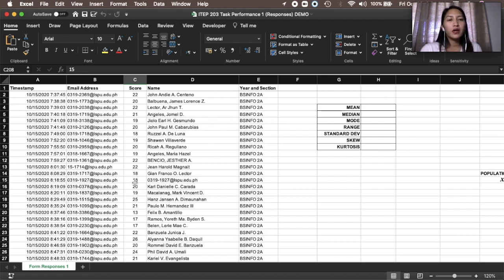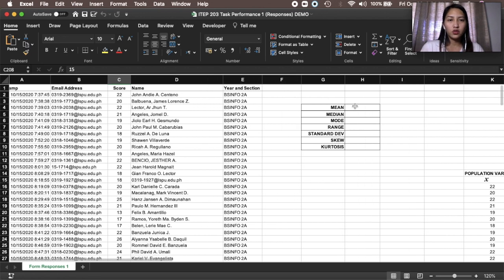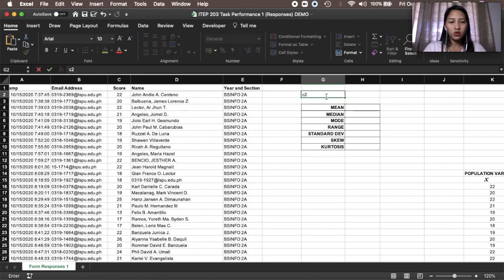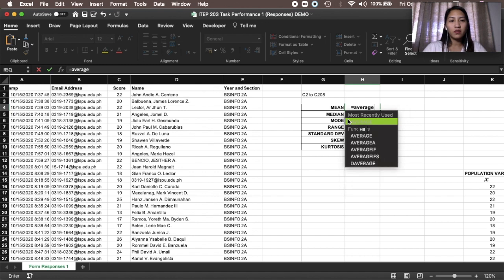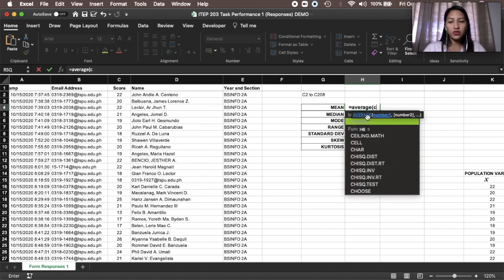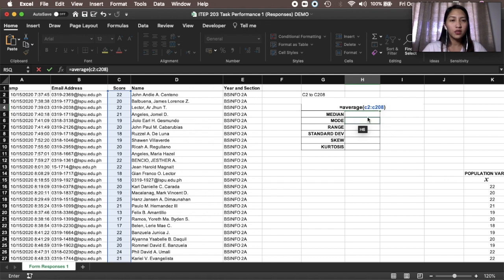For now, i-model ko lang sa inyo kung paano kuhanan yung mean, median, mode, range, and standard deviation. So, I have here, for the mean, so since ang range ng data natin is C2 up to C208, yun yung cell. So, yan yung pagkukuhanan ko ng mean. So, to get the mean for this population, by the way, ito yung population, no? Kasi lahat naman ng data yan. Hindi yan sample. So, all I have to do is to type in the formula AVERAGE, tapos yung range ng cell ko, which is C2 to C208.